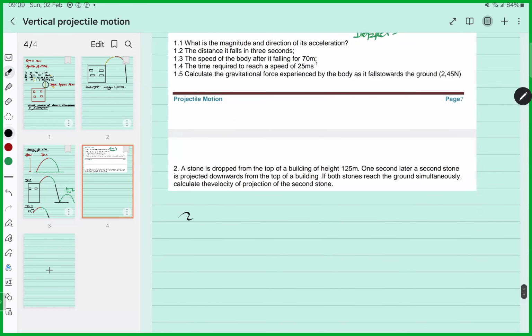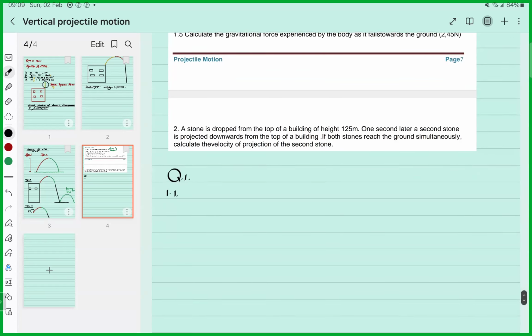1.1 is a straightforward question. It's simply checking to see whether you actually understand what projectile motion is. Any object in projectile motion will only have the force of gravity acting on them. And when the force of gravity acts on them, the acceleration due to gravity is going to be downwards, and it's going to be 9.8 meters per second squared. So what is the magnitude and direction of the acceleration? The magnitude is 9.8 meters per second squared downwards.